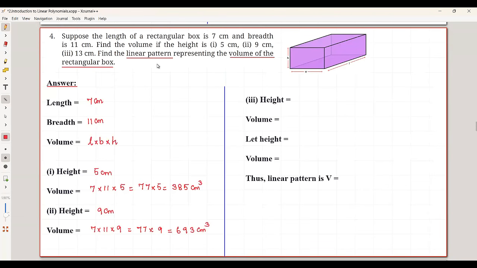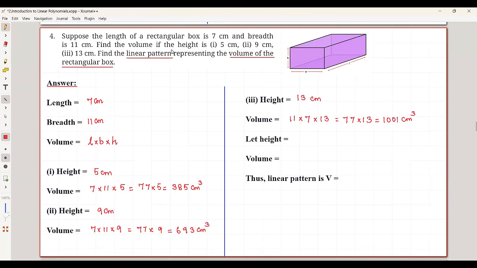Now the third question: the height is 13 centimeter. We have to find out the volume, length into breadth into height. So it is 11 into 7 into 13, that is 77 into 13, which is 1001 centimeter cube. We have to write the linear pattern.